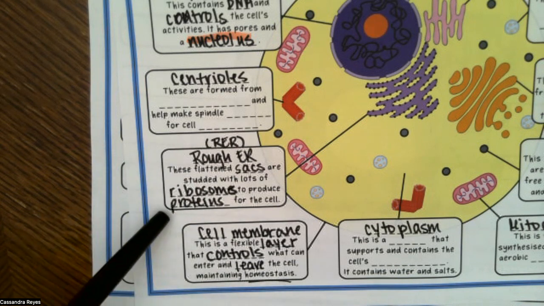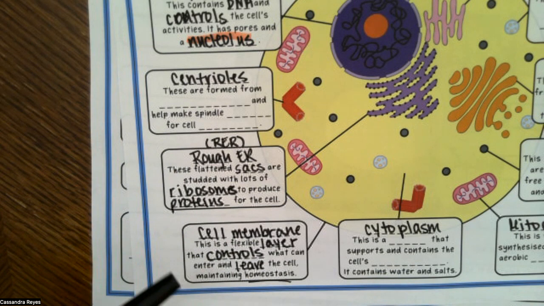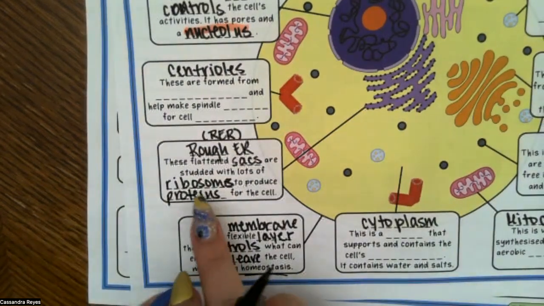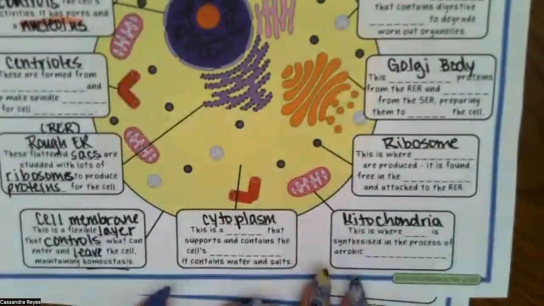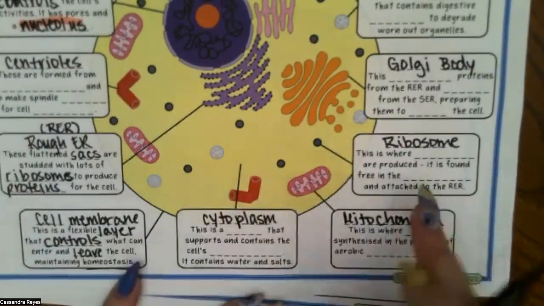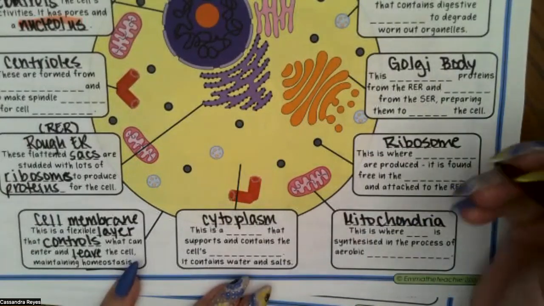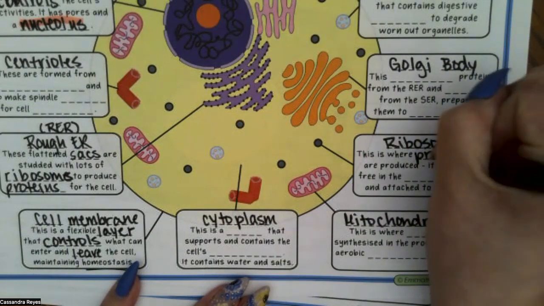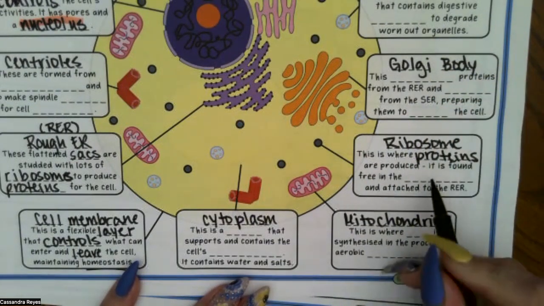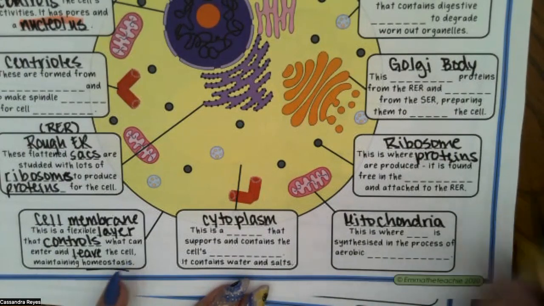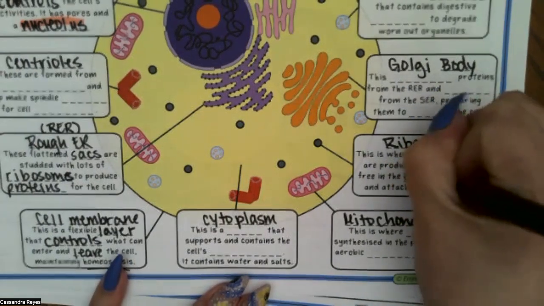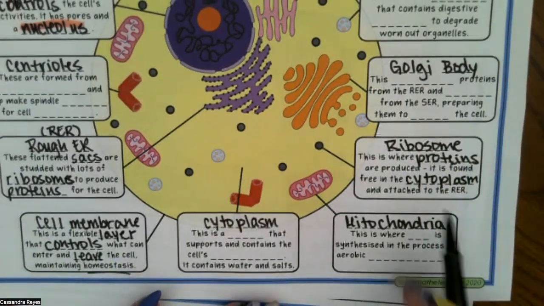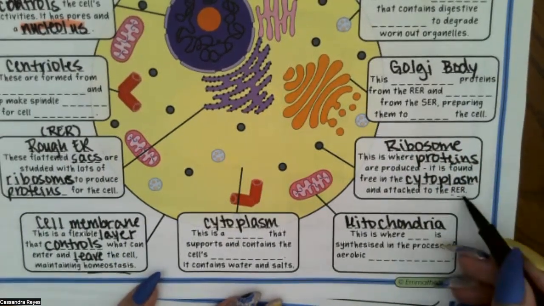But again, proteins are one of our macromolecules, so they're super important, right? Since we name dropped ribosome, let's go over to ribosome over here, almost directly across. So the ribosome is going to be where what's produced? Proteins. Proteins are going to be produced. And it is found free in what's called the cytoplasm. And basically it's attached to that rough ER.